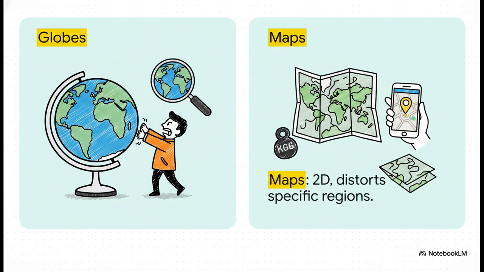On the other hand, globes are bulky. You definitely can't carry one around in your pocket. However, because they're 3D, they show true shapes, accurate scale, and represent the whole planet without those massive visual distortions. So if you want the real truth of our planetary geography, you absolutely have to look at the globe.